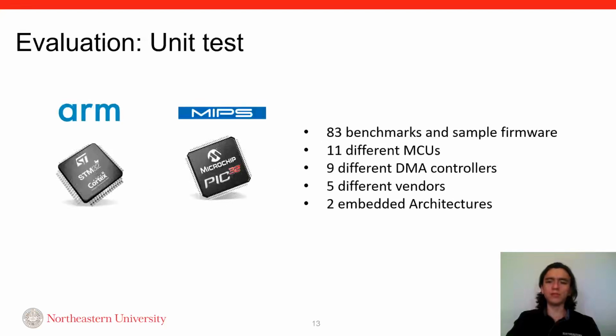The unit test is diverse in terms of software and hardware. For the software, it includes 83 benchmarks and sample firmware that use peripherals in different ways. For the hardware, the unit test collectively includes 11 MCUs, 9 different DMA controllers, 5 different vendors, and 2 embedded architectures.